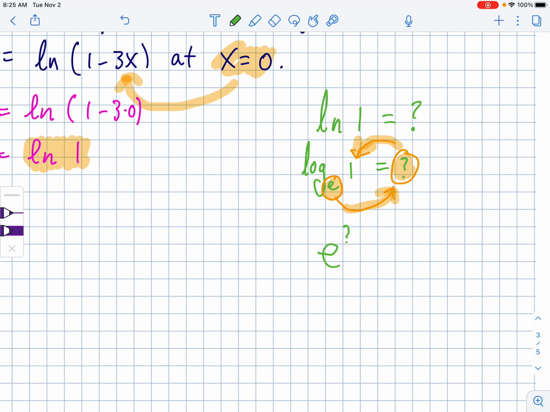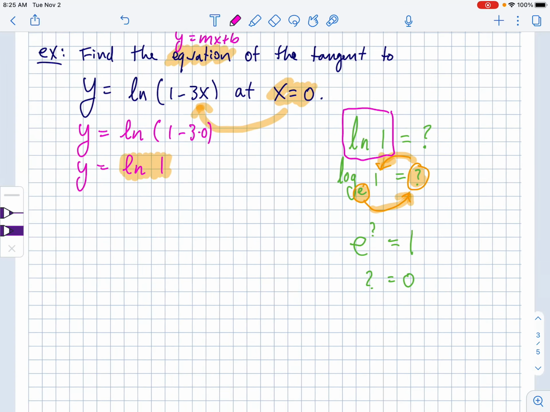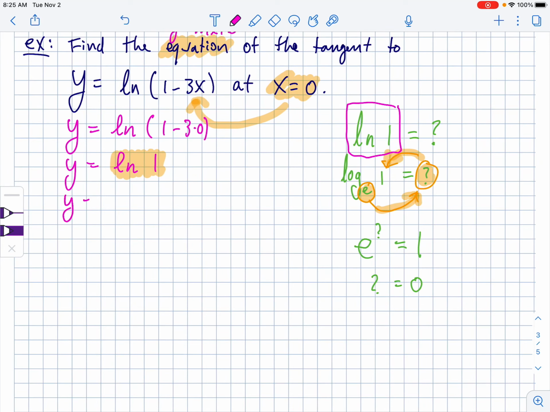So the exponential form of this is e to the what gives me 1. Well, you guys, if you raise something to a power and get 1, the only way you can do that is if the question mark was 0. So this whole thing is 0. So back to the original equation, I'm finding the coordinate that it passes through. When I put in a 0, I got out a 0. So (0, 0) is the point the tangent passes through.